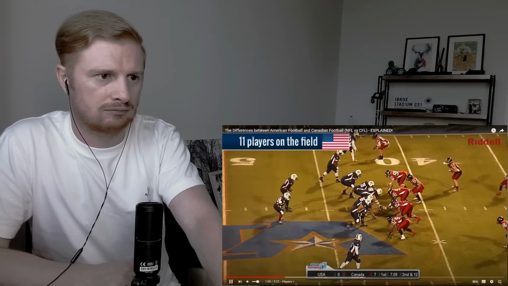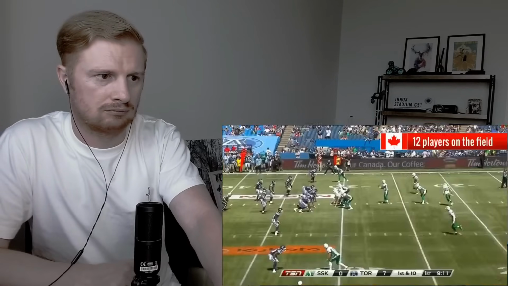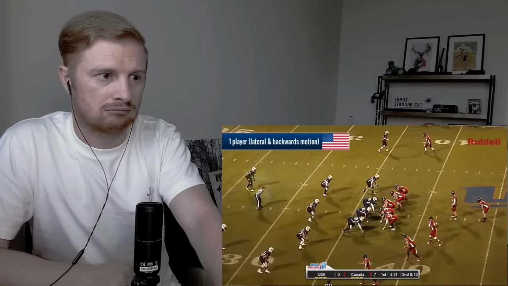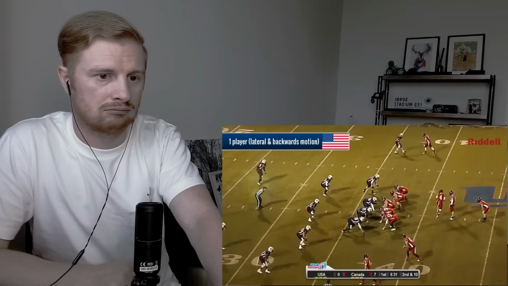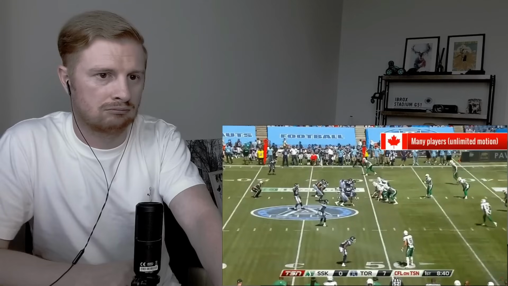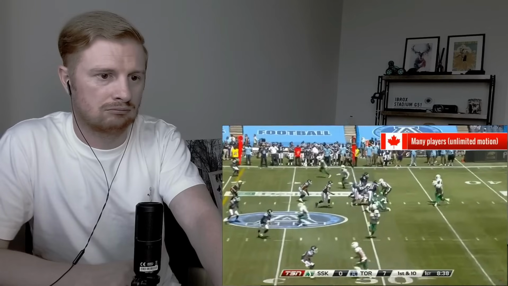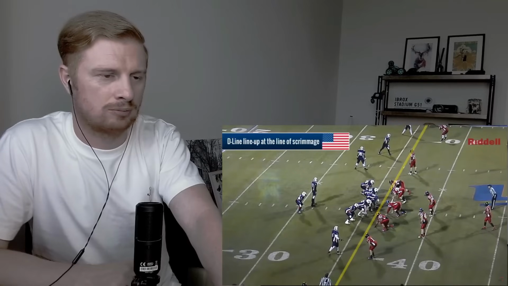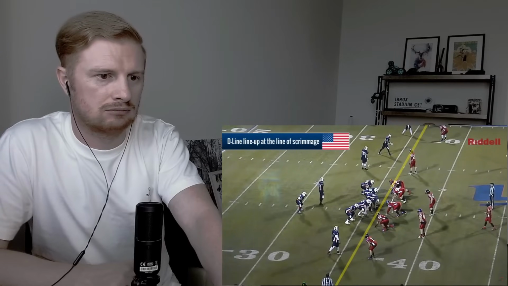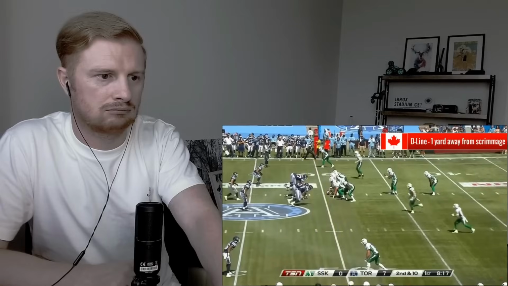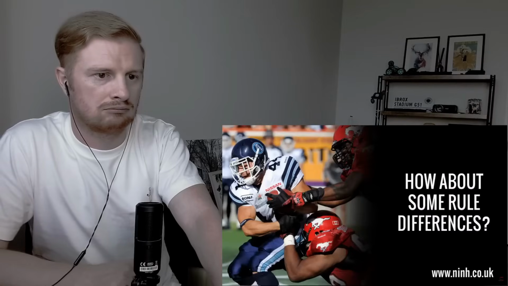There are 11 players on the field per side in American football. Canadian football has 12 players per side. In American football, only one man is allowed to move during the snap, and he can only move laterally or backwards. In Canadian football, anyone who isn't a quarterback or a lineman can move in any direction before the snap. Oh, that's very interesting. In American football, defensive players are allowed to line up at the line of scrimmage. In Canada, defensive players have to line up 1 yard away from the line of scrimmage. How about some rule differences?